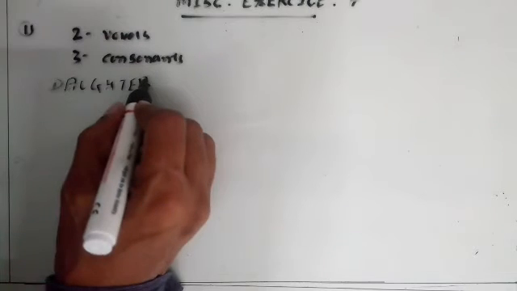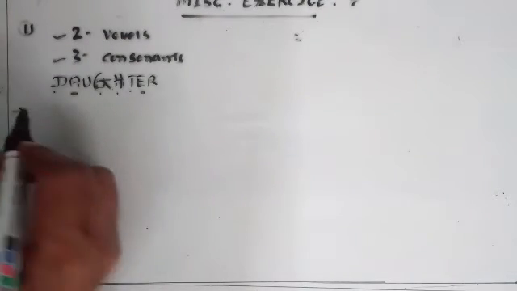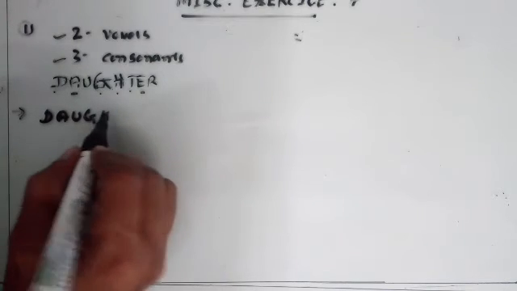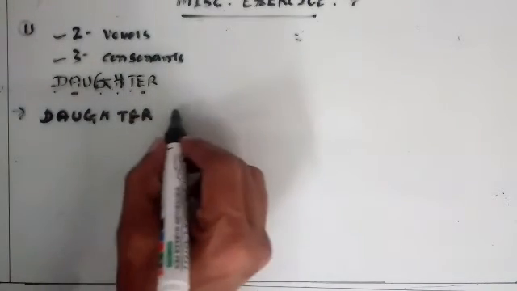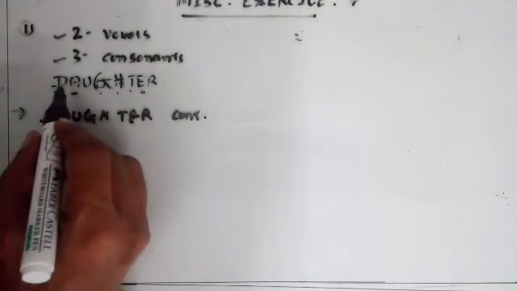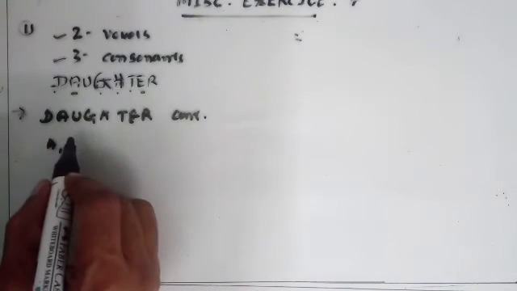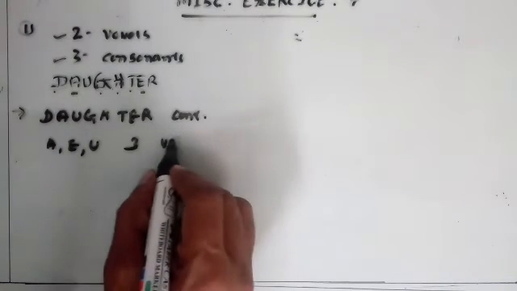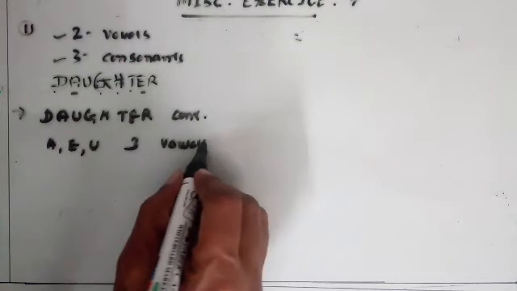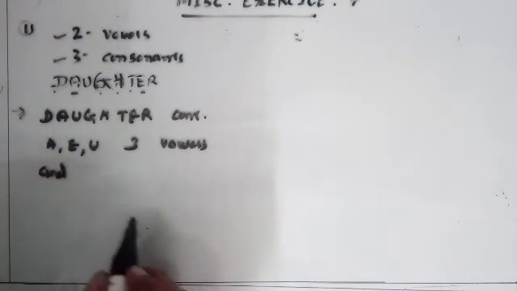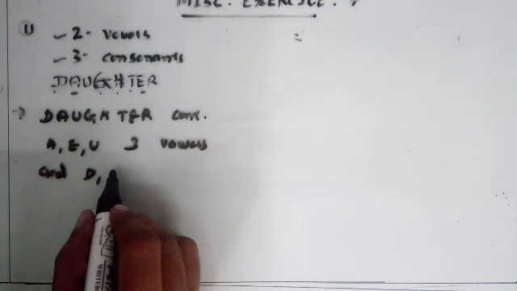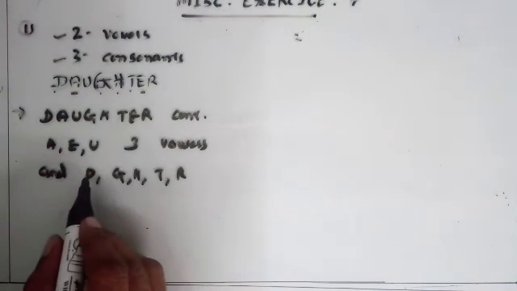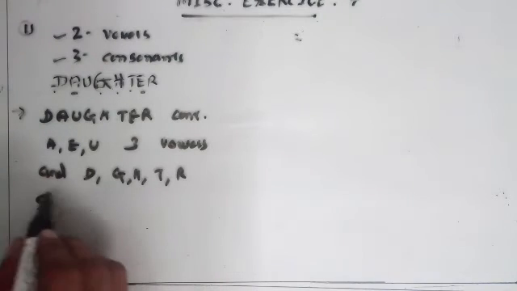DAUGHTER, daughter. This word DAUGHTER contains A, E, U, three vowels, and D, G, H, T, R, that is 1, 2, 3, 4, 5 consonants.